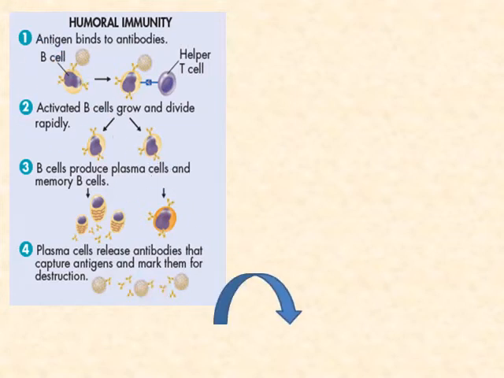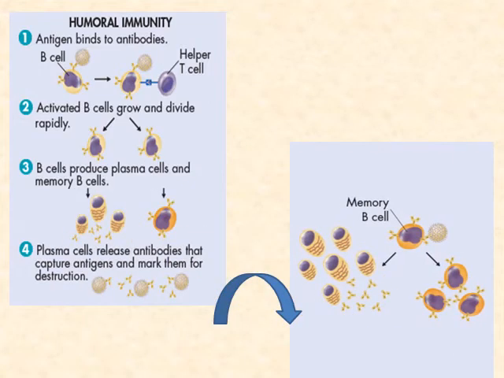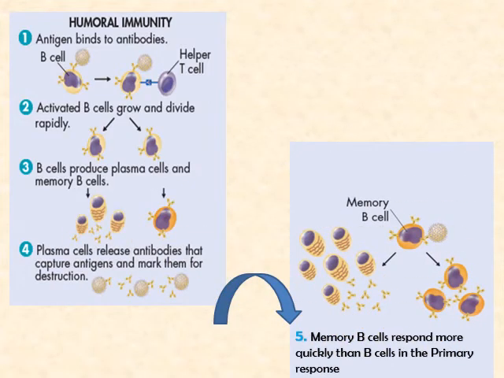Then what about the memory B cells? The memory B cells respond more quickly than the B cells in the primary response, as we have said earlier, because they have a record of the pathogen from the previous exposure, and now they can produce many plasma cells quickly and destroy the pathogen immediately.